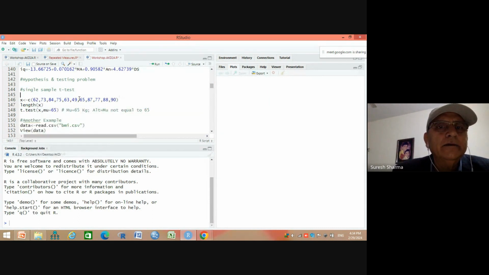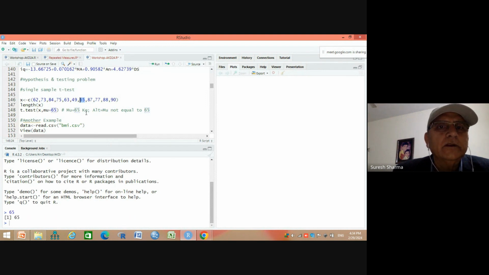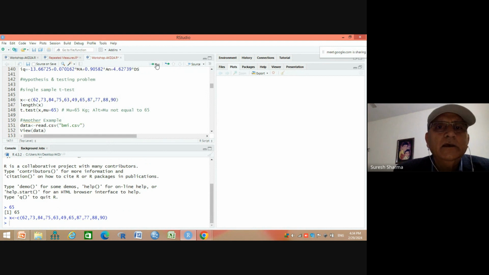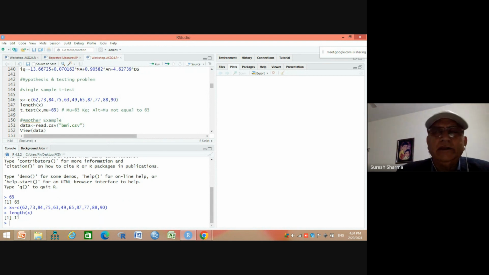So if I give this and run from here, sorry, let's just pick up one value. So this is your X. I have taken 11 people only, so it's a small sample. To check this claim, I have to apply a t-test. One sample t-test, because it is concerning only one parameter, that is weight.